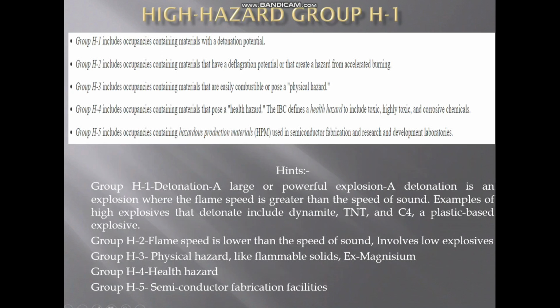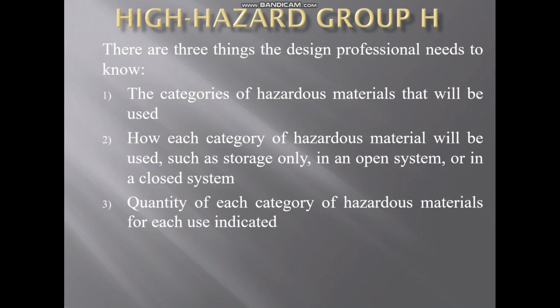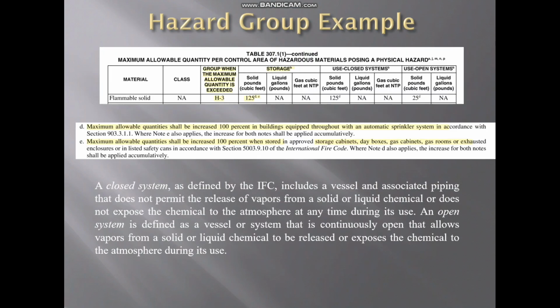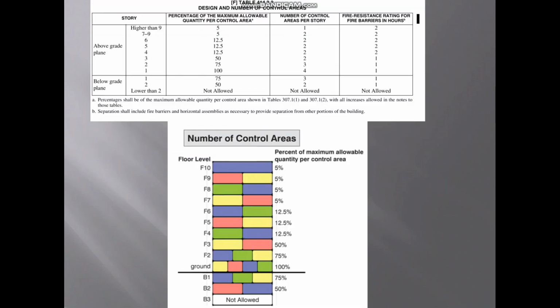In group H5, it covers hazardous products and materials used in semiconductor fabrication and research laboratories. As I informed you, there are lots of additional parameters we have to consider in the hazard group, that I will cover in a separate video for your very clear understanding.